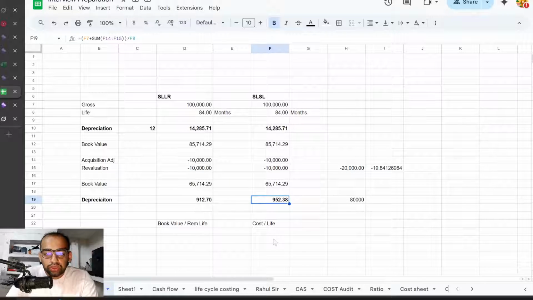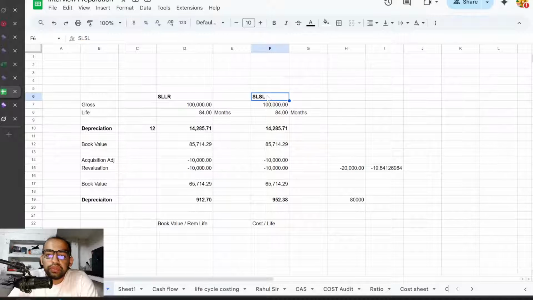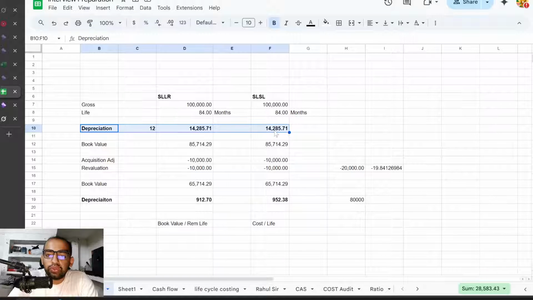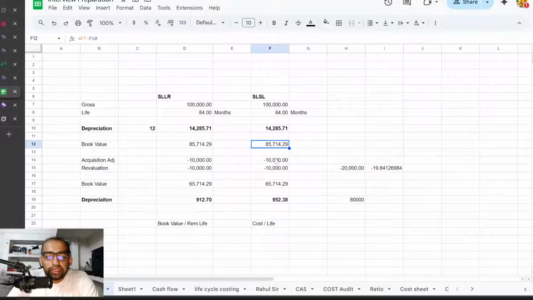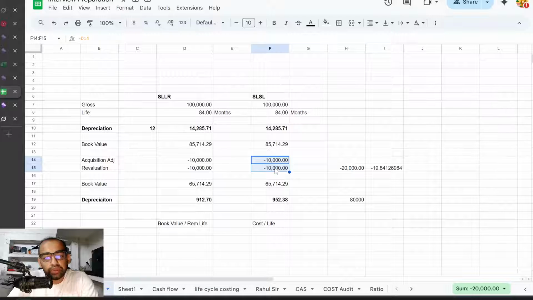So what's the cost here? Initially, the system takes this 1 lakh, that is 100,000, and divides it by the 84 months, and we get a depreciation of 14285. Then the book value is this. But when we did some acquisition adjustment, we reduced the book value, that is the gross value, by 20,000. Then we get a book value of this.